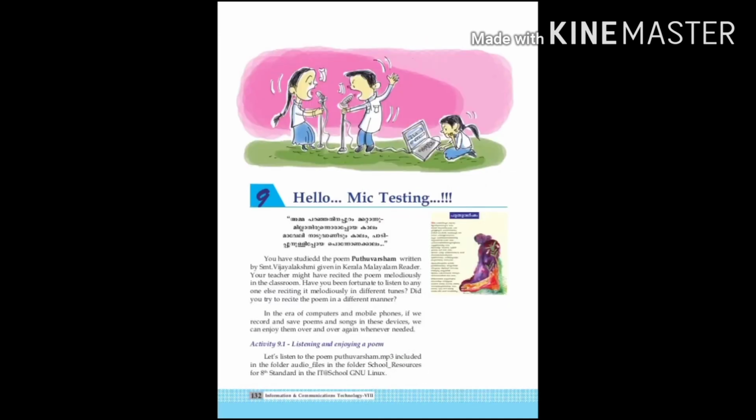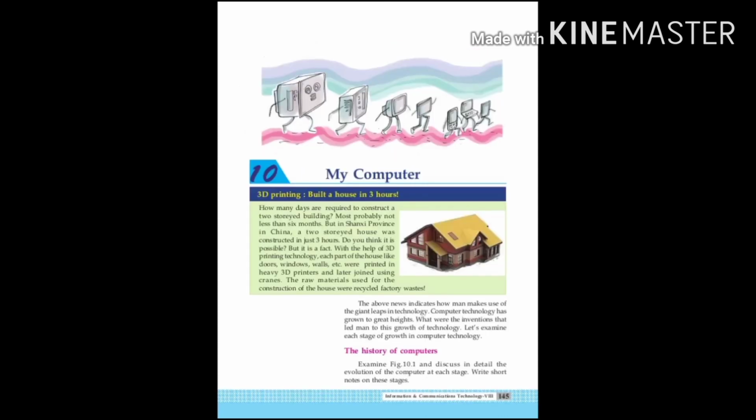Now, how is recording possible in a computer? The ninth chapter, that is Hello Mic Testing, will teach us that. How can we input sound and change it into other forms? These matters we will discuss in the ninth chapter. Now the last chapter, that is My Computer. It will help us to learn some matters about hardware like its physical structure.